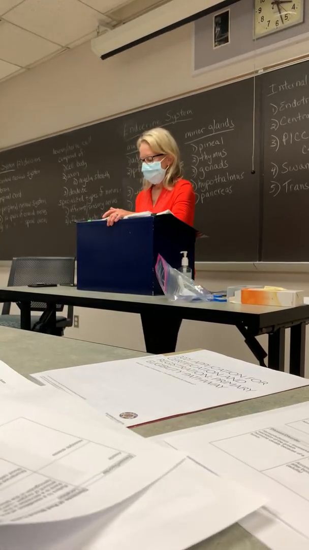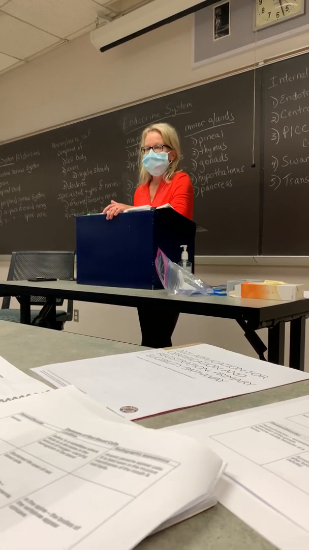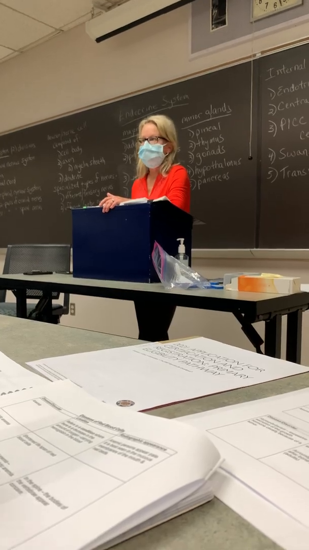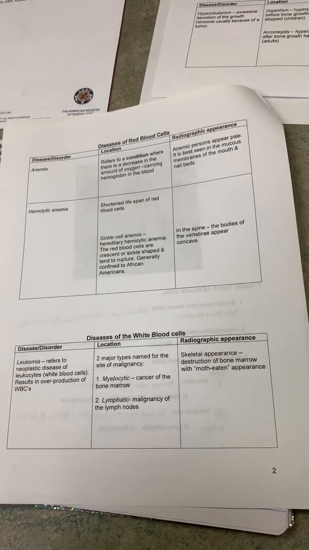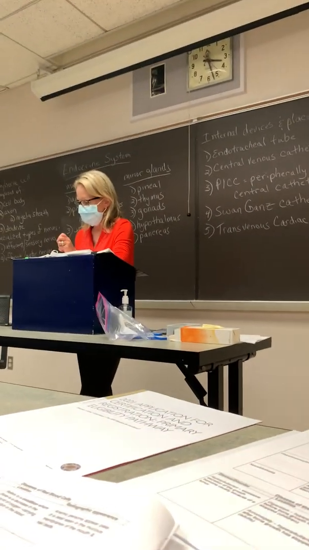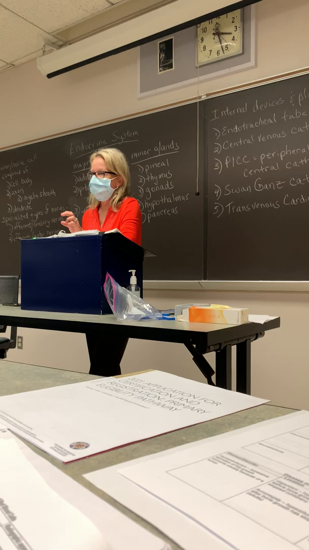Okay. Diseases of red blood cells first. Everybody with me? The first one is anemia. Basically, I want you to know that anemia refers to a condition. It's not really a disease. It's a condition where there's a decreased amount of hemoglobin in the blood.